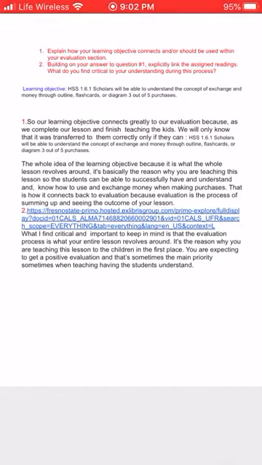Also, that's how it connects back to evaluation, because evaluation is the process of summing up and seeing the outcome of your lesson. So that's how the two connect to each other. That's how evaluation connects to our learning objective. It's our outcome. It's what we want to be evaluated.